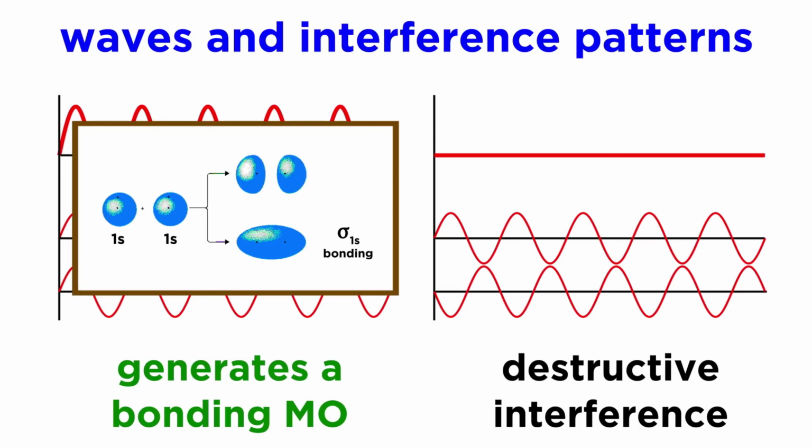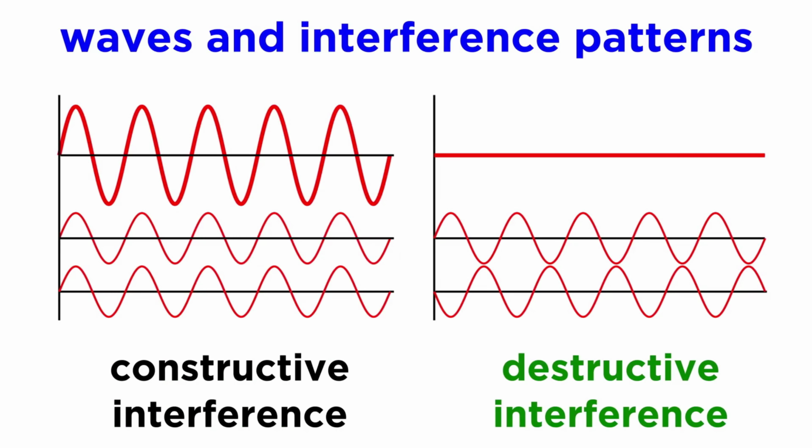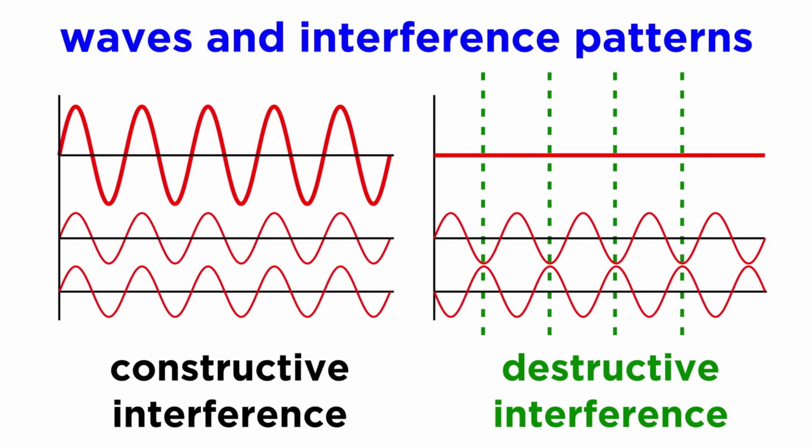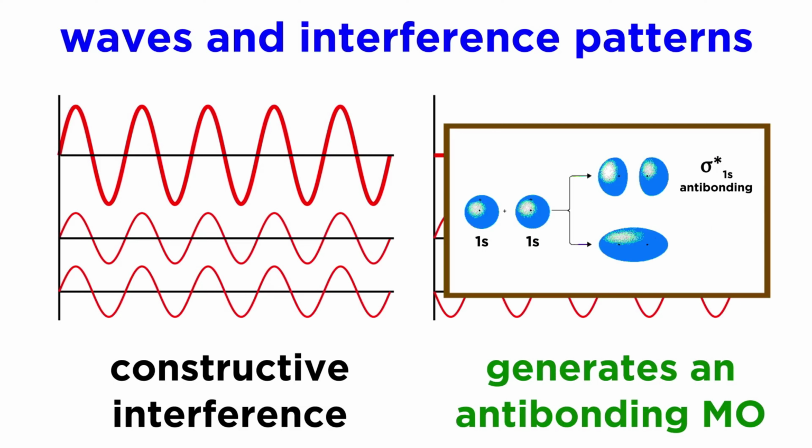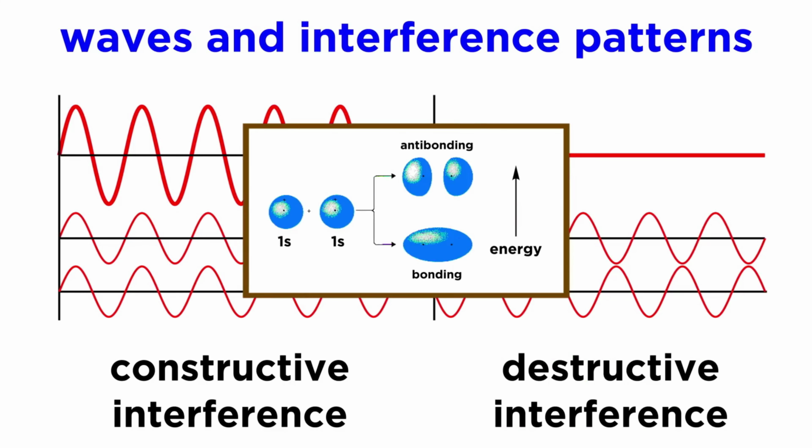Most of the electron density is between the nuclei, which strengthens the bond. There can also be destructive interference, where the peaks line up with troughs. This causes the amplitude to drop to zero, resulting in an anti-bonding orbital, like this sigma s star orbital. Here, there is a node between the nuclei, which weakens the bond. The bonding orbital is of lower energy and will thus be filled before the anti-bonding orbital.